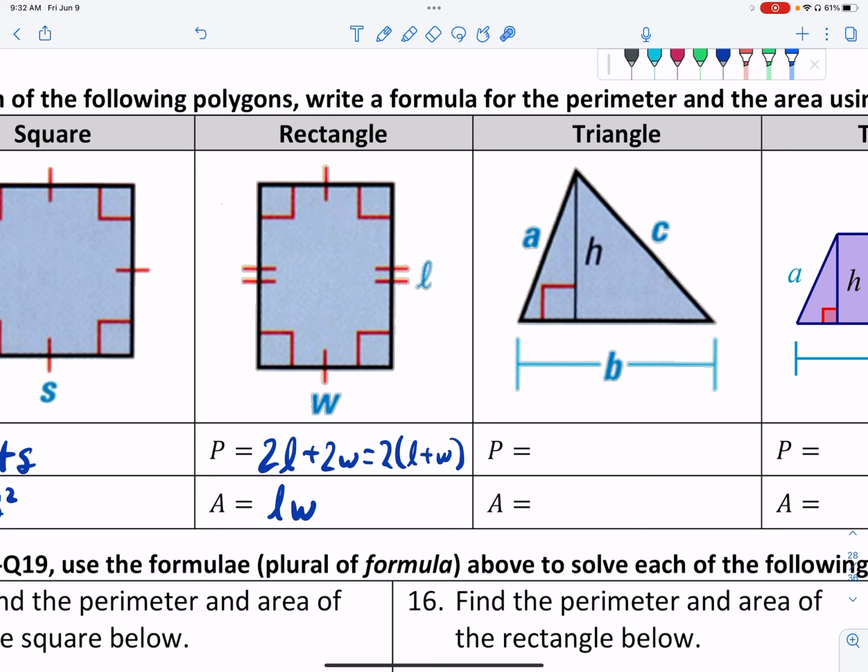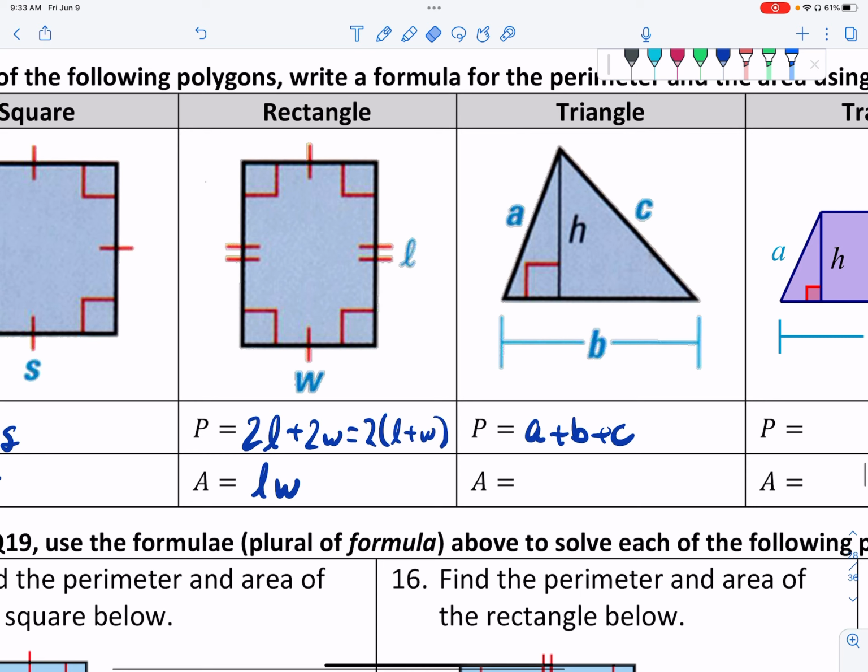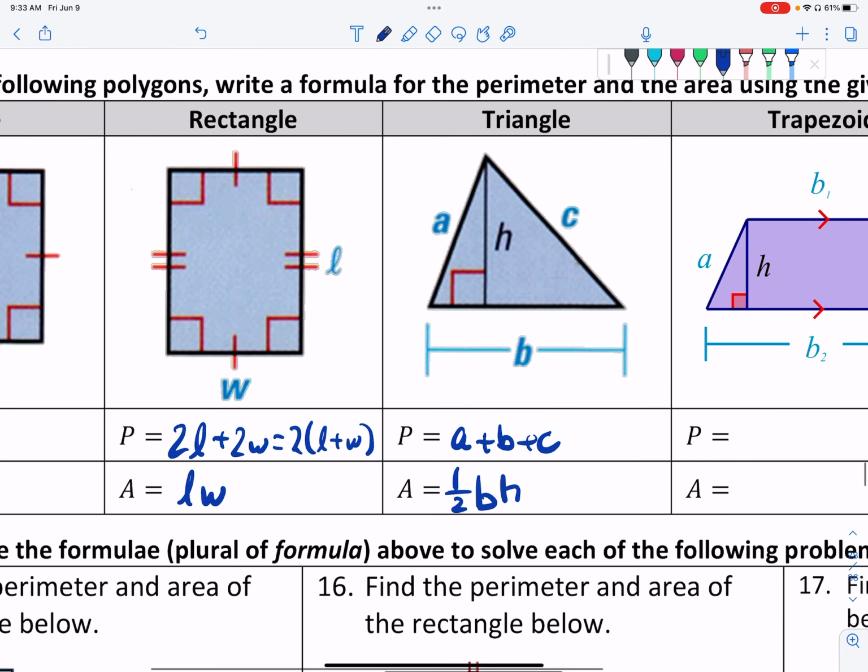It's just adding up your 3 sides, and who knows if any of your sides are going to be the same length or not. So it's just the sum of these, A plus B plus C. And as far as your area goes, area is the base times the height divided by 2, or half of that. And again, we're going to see why that is the case at the start of honors geometry this year. 1/2 base times height.